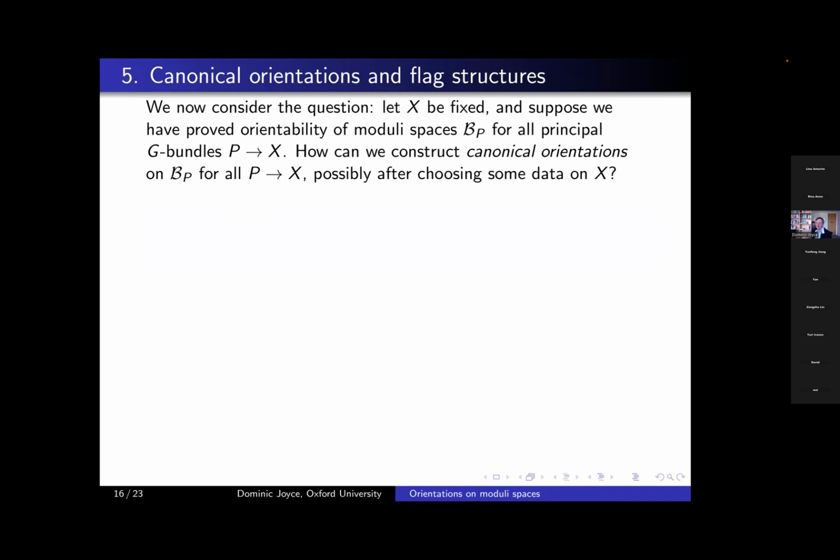I should say that it is necessary to choose some data. There are examples of orientable problems on 7-manifolds, for example, such that you can find a self-diffeomorphism of the 7-manifold which preserves the principal G-bundle, but changes the orientation on BP. So therefore, a choice of orientation on BP cannot depend just upon the manifold and the principal G-bundle. There has to be some extra structure which is moved by this self-diffeomorphism of X in order to construct a canonical orientation.